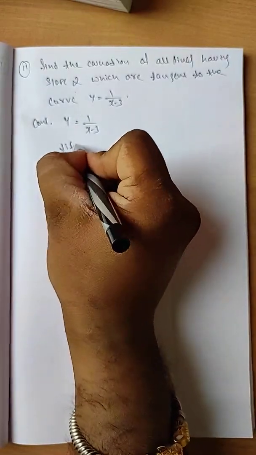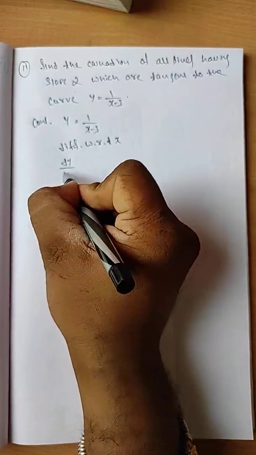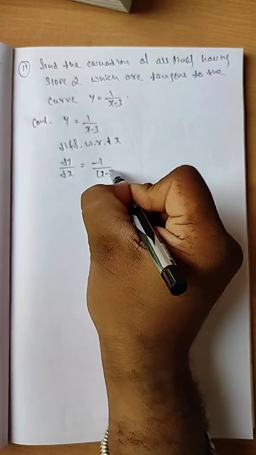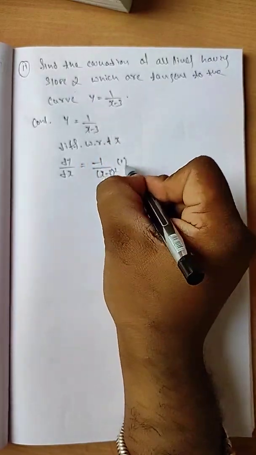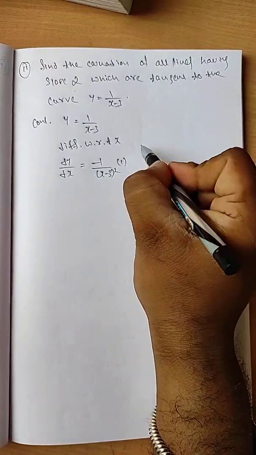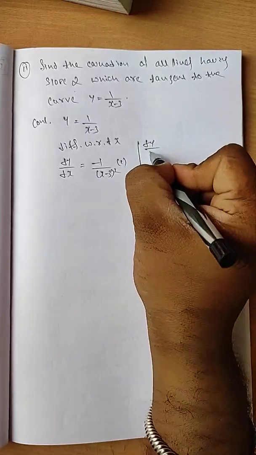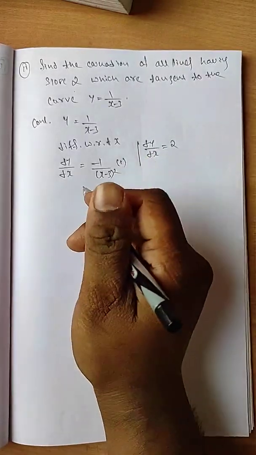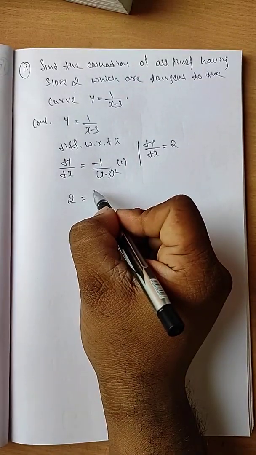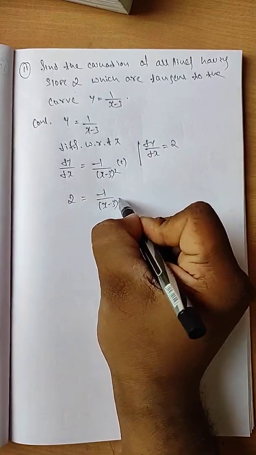Differentiate with respect to x. Here dy by dx is equal to the differentiation of 1 by x minus 3, which is minus 1 by x minus 3 whole square. Again the differentiation of x minus 3 is 1. So we know that the slope is 2. The slope is 2 means here dy by dx is equal to 2, so 2 is equal to minus 1 by x minus 3 whole square.